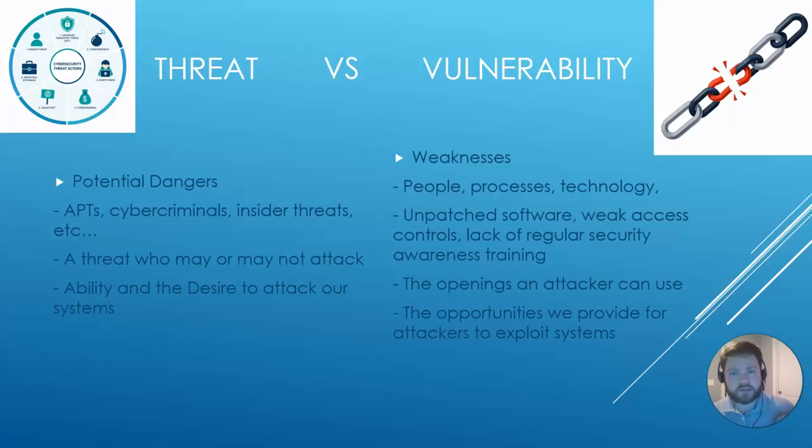First, I want to distinguish between a threat and a vulnerability. Threats are the potential dangers. These include cyber criminals and insider threats. These are people who may or may not want to attack our systems, and they have the ability and desire to attack our systems. Vulnerabilities include our weaknesses. These are unpatched software, weak access controls, lack of regulatory compliance, and lack of awareness training. Everything that we could leave open for an attacker to exploit.